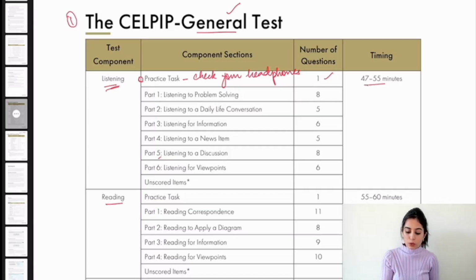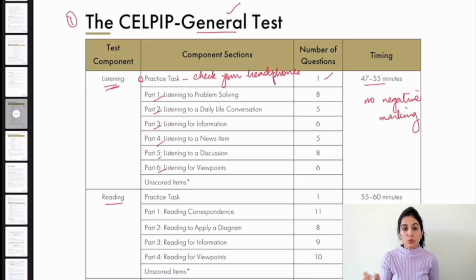And the total time for the listening test is about 47 to 55 minutes, and there are 6 parts that you have to attempt. There is no negative marking in case of your listening as well as reading tests, which means that you can attempt all of the questions even if you are doubtful about the answers. That's fine, because you will not be penalized. If it's right, you'll get 1. If your answer is wrong, you'll get a 0. No negative marking in case of reading as well as listening.